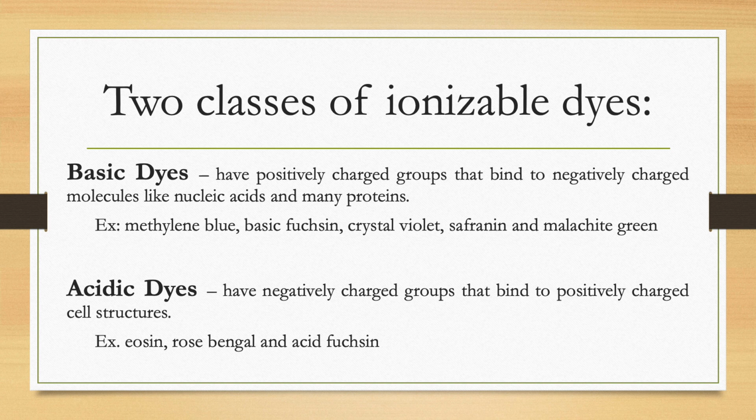Right? Now, we have acidic dyes as well, and these are anionic dyes, or they have negatively charged groups that bind to positively charged cell structures. Examples of these are eosine, rose bengal, and acid fuchsine.